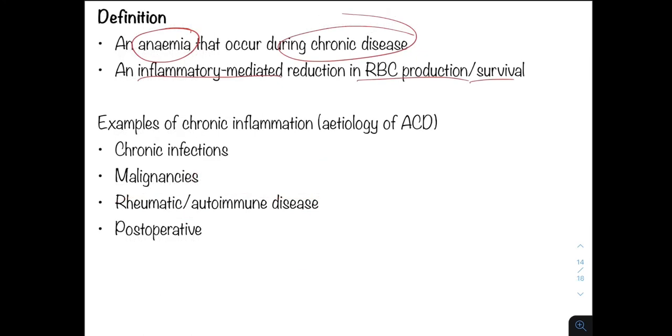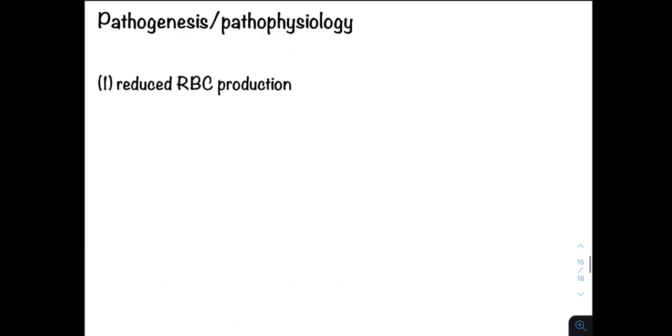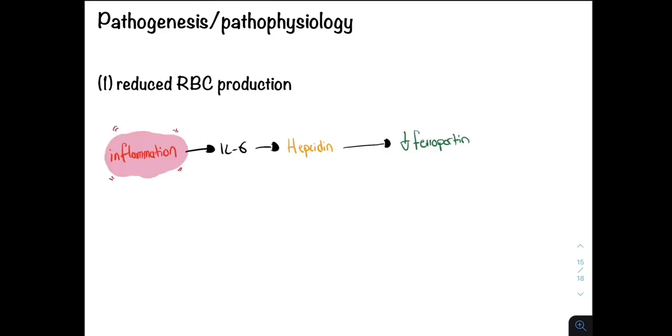So what do all these causes of anemia of chronic disease have in common? And this is where we go into the pathogenesis or the pathophysiology to understand anemia of chronic disease. And once you understand this, it will become very simple for you to recall why anemia of chronic disease exists. So what these have in common is inflammation. Inflammation is key here. So inflammation is triggered by pro-inflammatory cytokines and results in production of more pro-inflammatory cytokines.